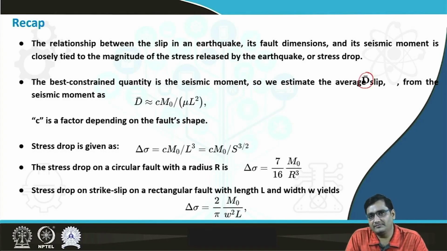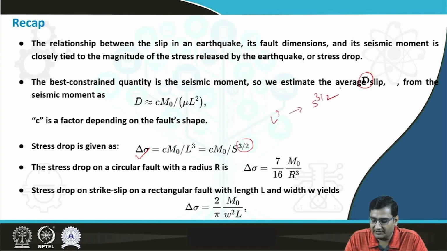The stress drop is given as delta sigma equal to C M naught by L cube, that is further equal to C M naught by S to the power 3 by 2, where S is the area of the fault. So if you are considering a square fault, then this L cube may be changed to S to the power 3 by 2. The stress drop on a circular fault with a radius r can be written as delta sigma equal to 7 by 16 M naught by r cube.